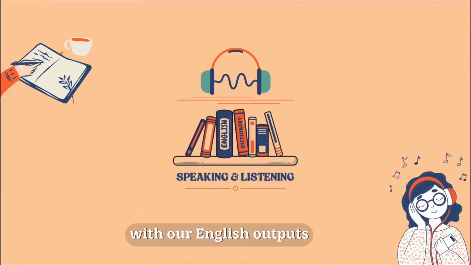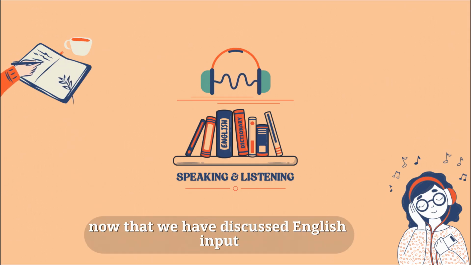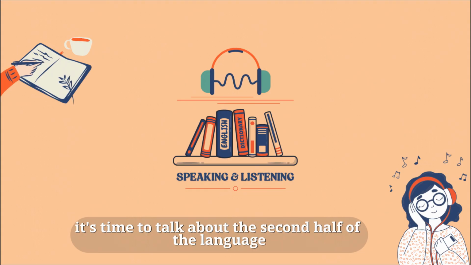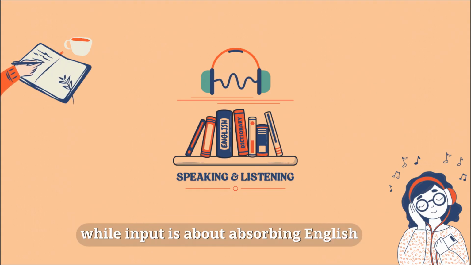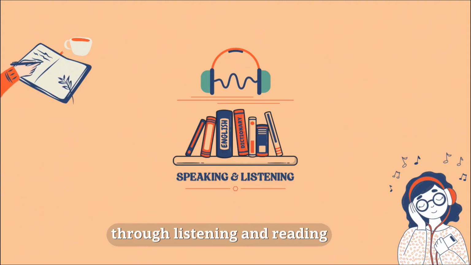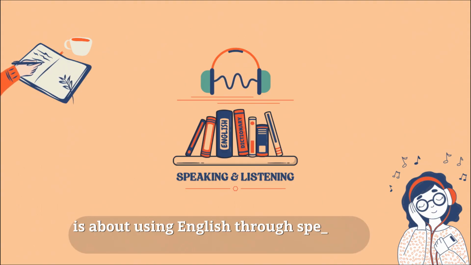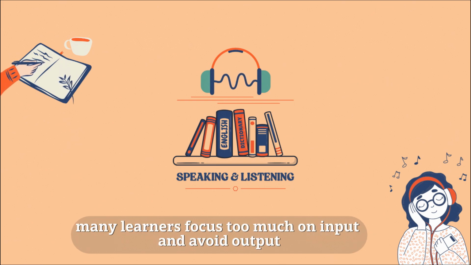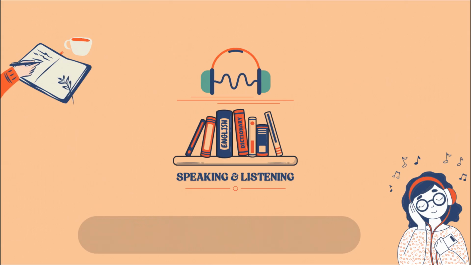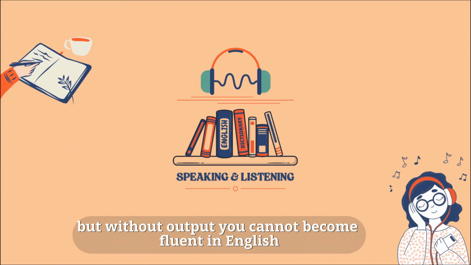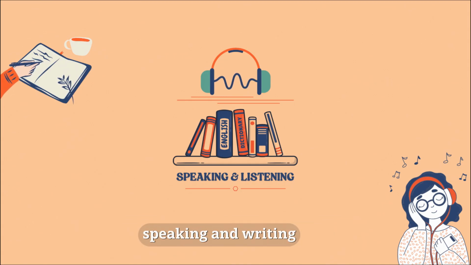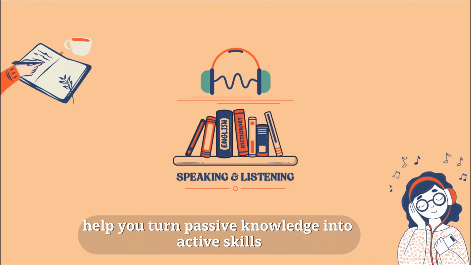What are English outputs? Now that we have discussed English input, it's time to talk about the second half of the language learning process: output. Well, input is about absorbing English through listening and reading. Output is about using English through speaking and writing. Many learners focus too much on input and avoid output because they feel nervous or afraid of making mistakes. But without output, you cannot become fluent in English. Speaking and writing help you turn passive knowledge into active skills.